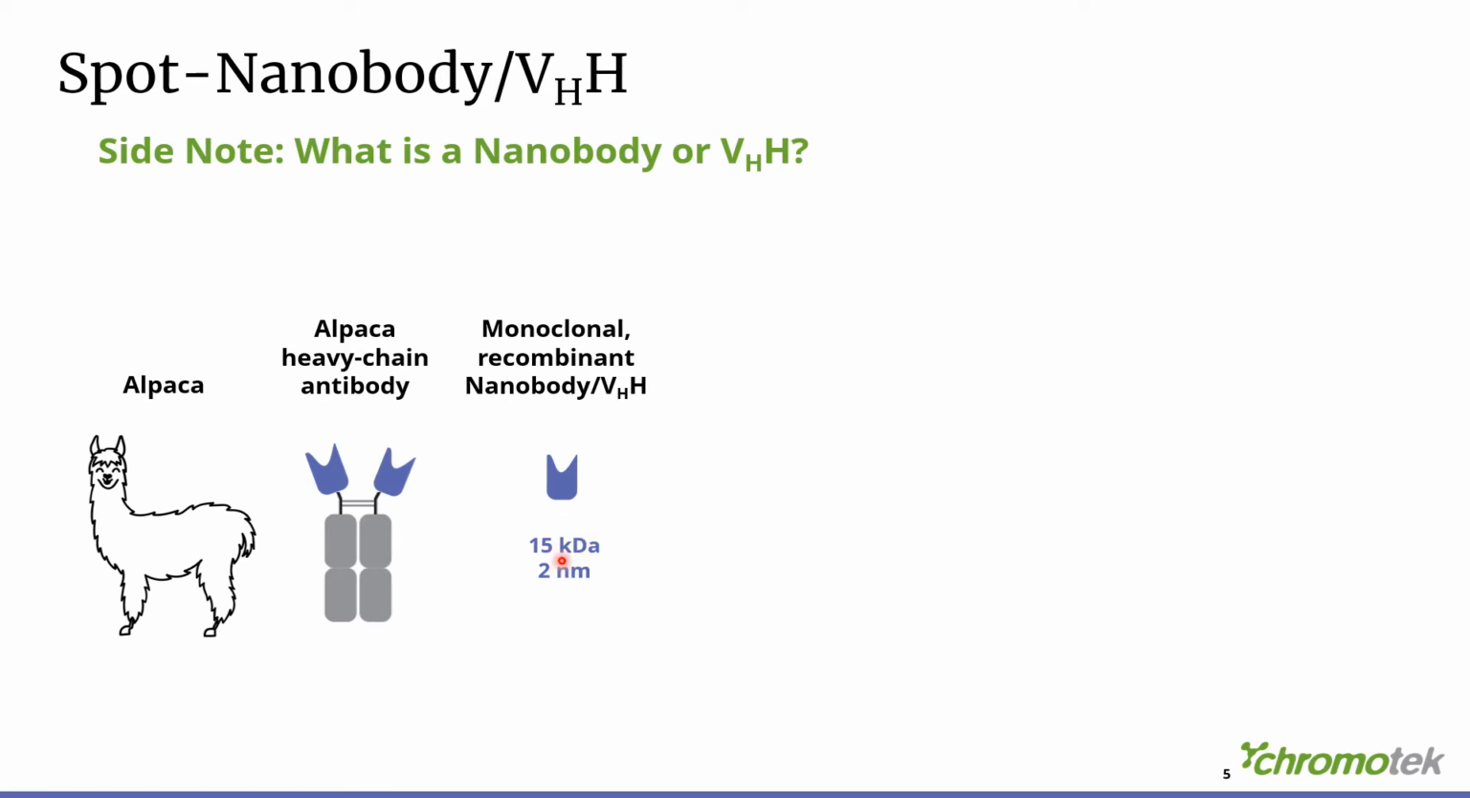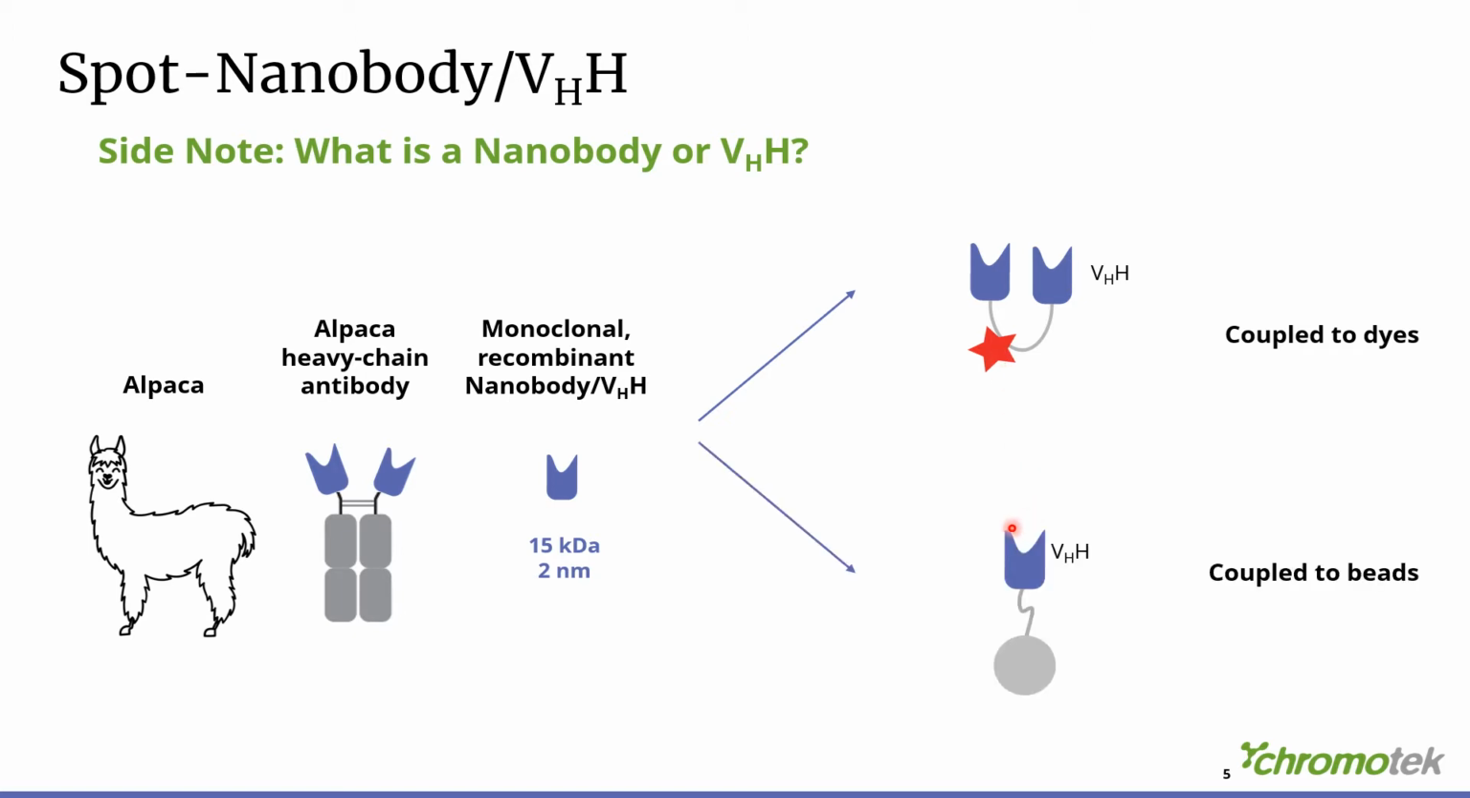Now, when you conjugate a nanobody, or in this case a bivalent nanobody, to a fluorophore, you can use it for fluorescence and microscopy applications. When you conjugate it to a bead, you may use it for protein precipitation or protein purification.